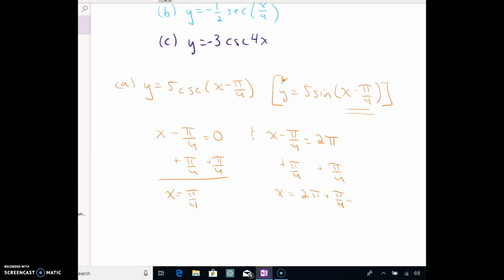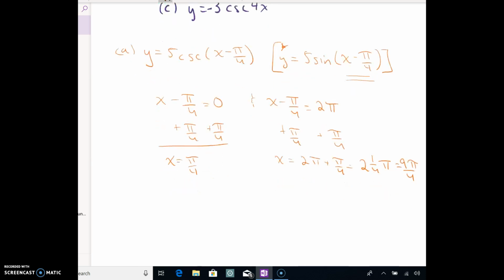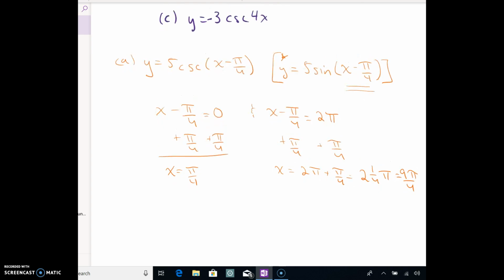Which is the same thing as saying 2 plus a quarter is 2 1/4, 2 1/4 pi, which is the same thing as saying 9 pi over 4. 4 times 2 is 8, plus 1 is 9 pi over 4. So normally, again, we start at 0 and we end at 2 pi. This time we have a phase shift of pi over 4 units to the right. So now we're going to start at pi over 4 and end at 9 pi over 4. In regards to amplitude, we have an amplitude of 5.